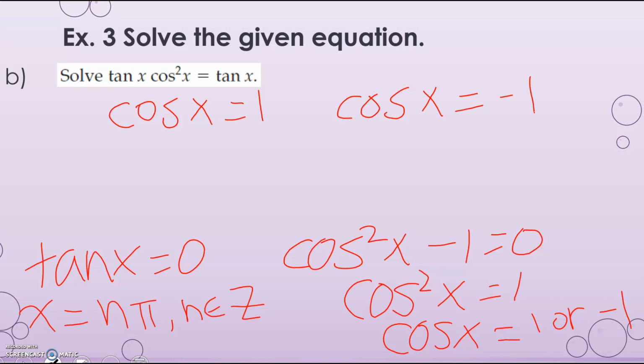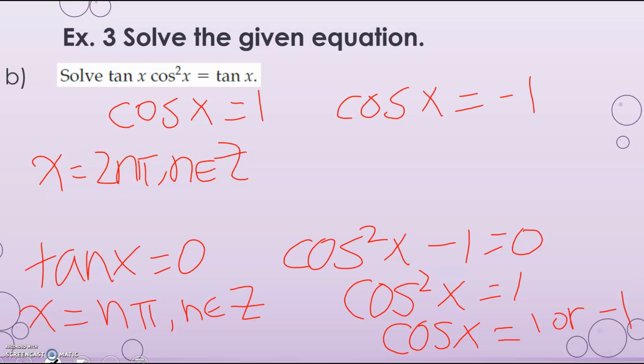Because if you remember the cosine graph, it starts with 1, 0, -1, 0, 1. So cosine of 0 is 1, and the next one will be 2 pi, which is 1, then cosine of 4 pi. So we start seeing the pattern. We're talking about multiples of 2 pi. So x equals 2n pi, and n is an element of integers.